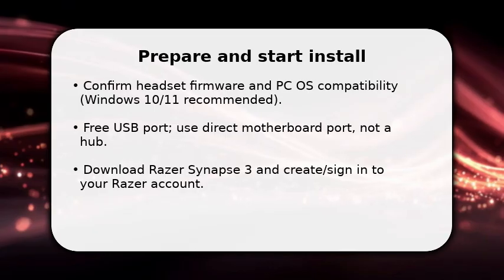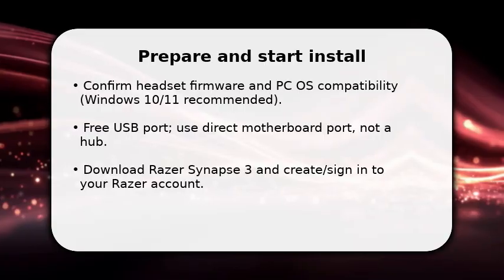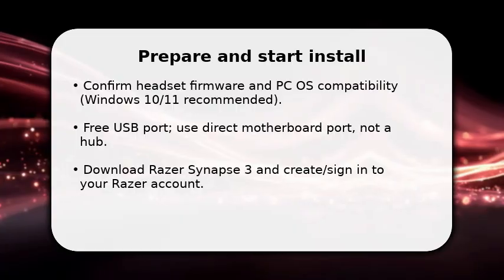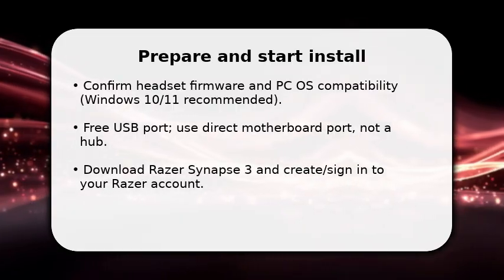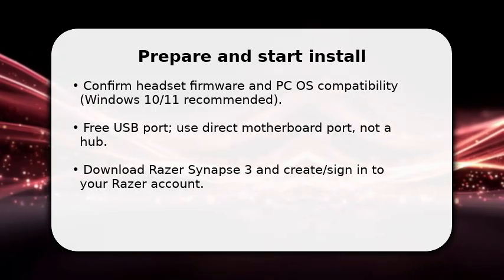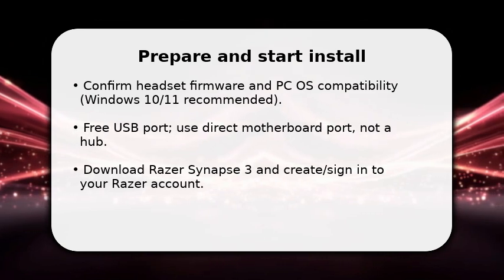Once done, download and install Razer Synapse 3. This is necessary because Synapse enables the Virtual 7.1 processing and EQ customization. Make sure you sign into your Razer account because Synapse stores profiles in the cloud and it simplifies firmware updates. After Synapse installs, allow it to detect your headset before moving on.